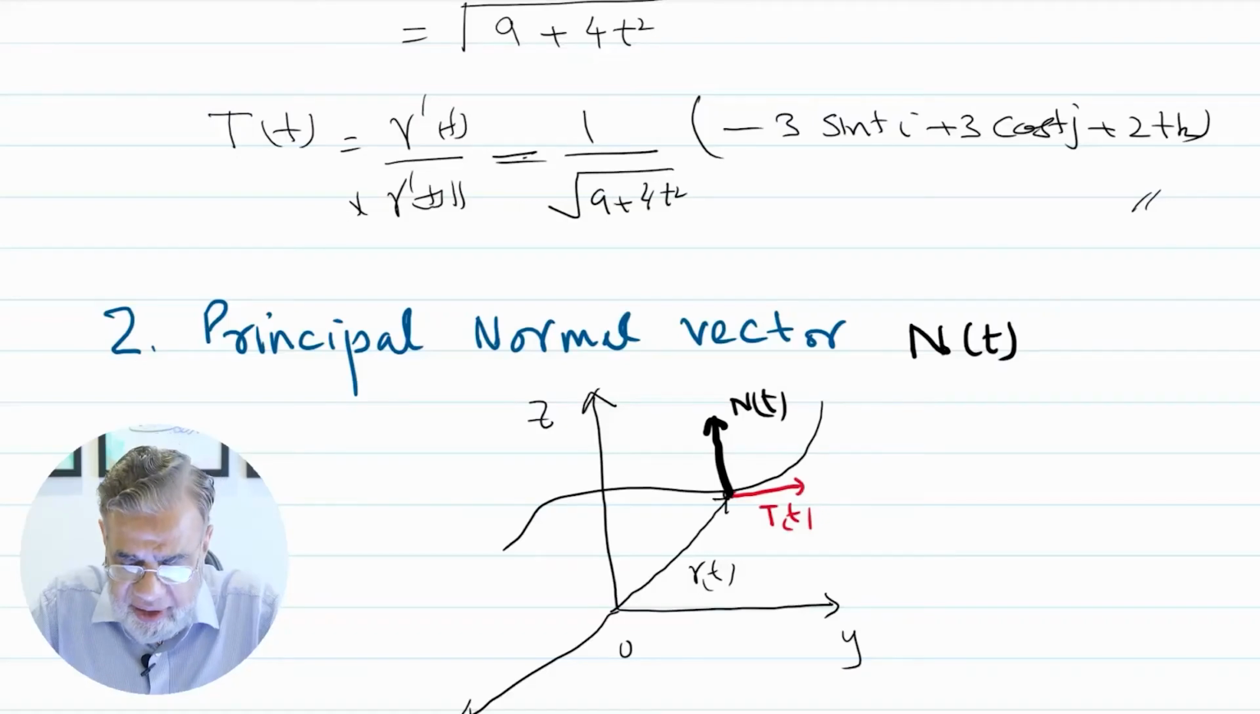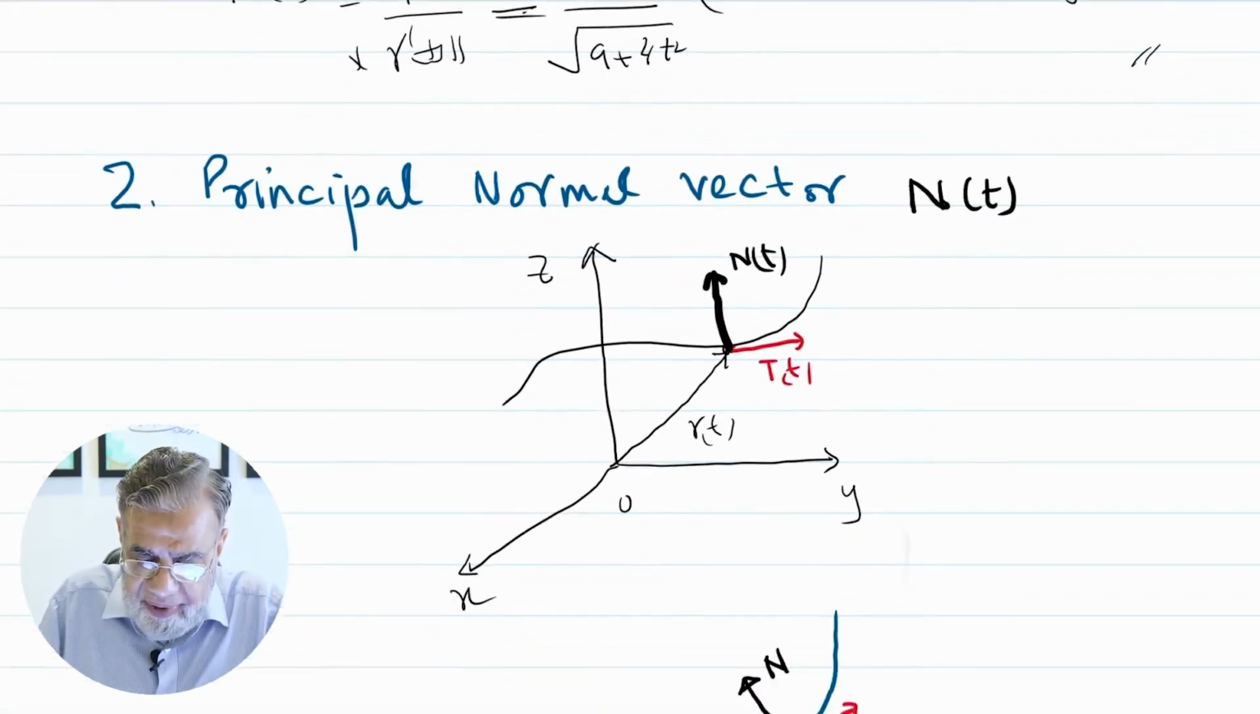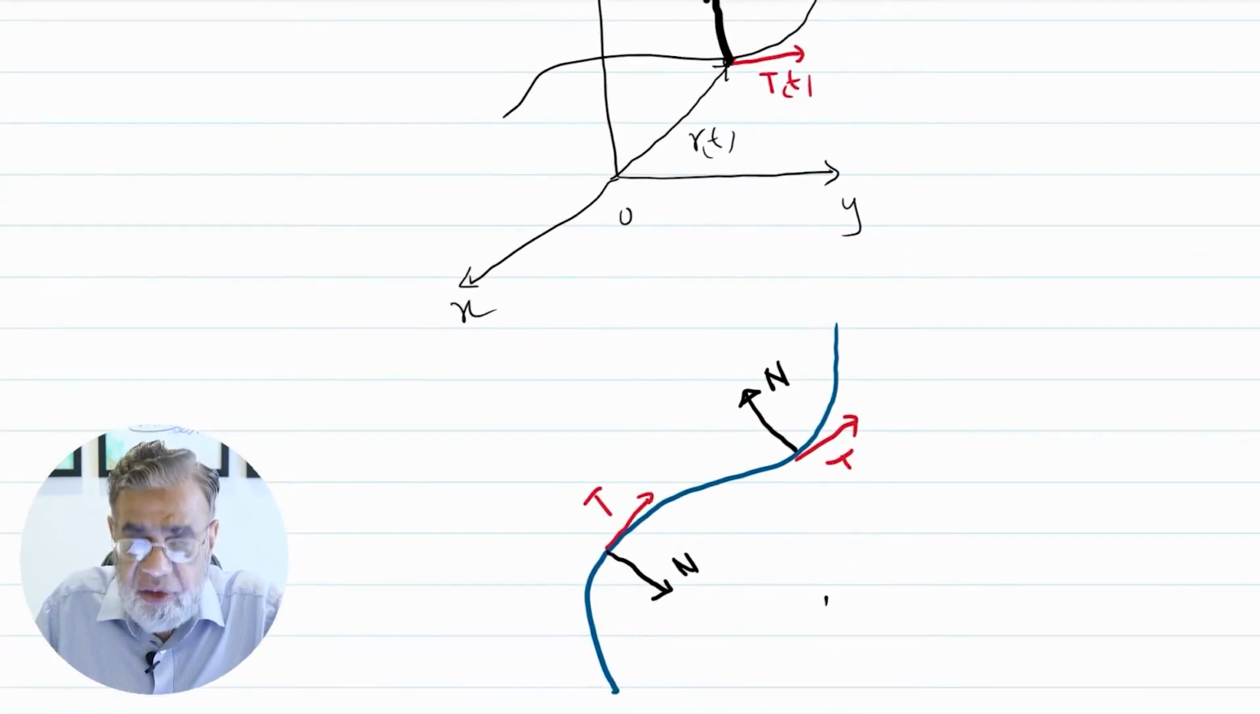We have discussed the unit tangent vector, and we're going to discuss the principal normal vector. The principal normal vector is a vector which is orthogonal to the unit tangent vector. As I have shown you in this diagram, this is our unit tangent vector, and this is our principal normal vector. The angle between them is 90 degrees. If I have this curve, and this is my unit tangent vector, then this is the principal normal vector.